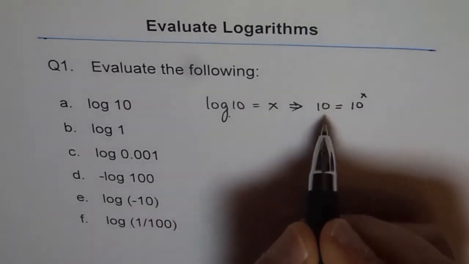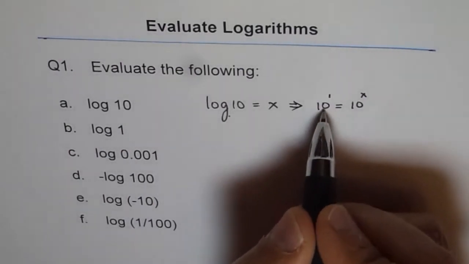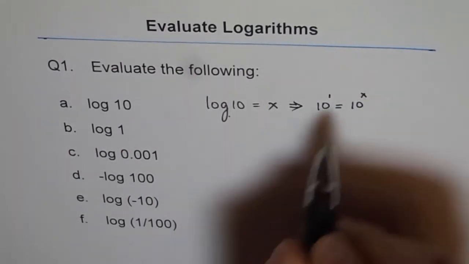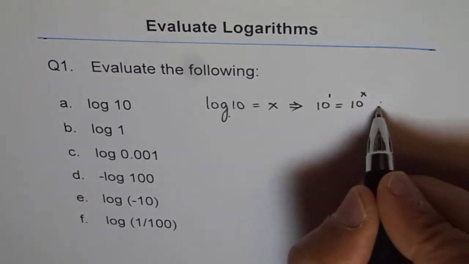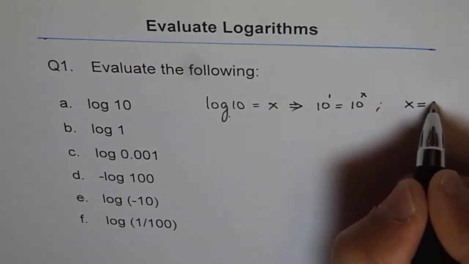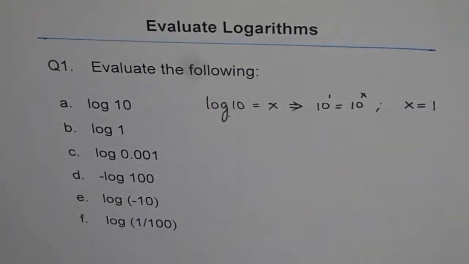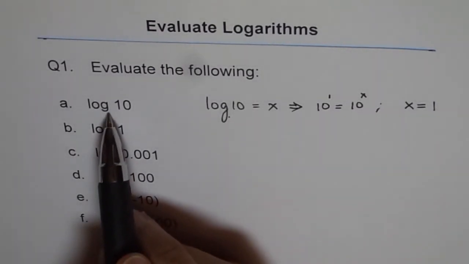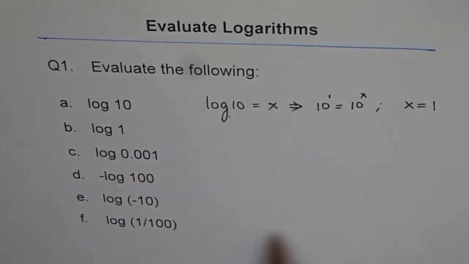Now I know this is 10 to the power of 1 and this is 10 to the power of x. Comparing the exponents, I can say x is equal to 1. Do you see that? So that is how I get my answer. So remember one thing, log, if they have the same base and the number, then we always get 1 as the answer. The reason is very simple.